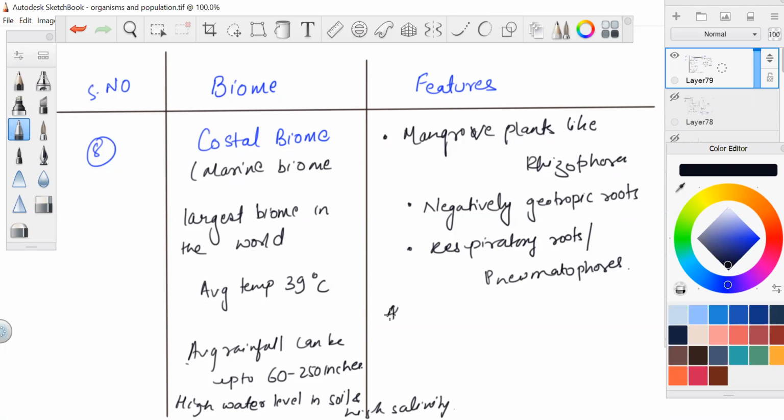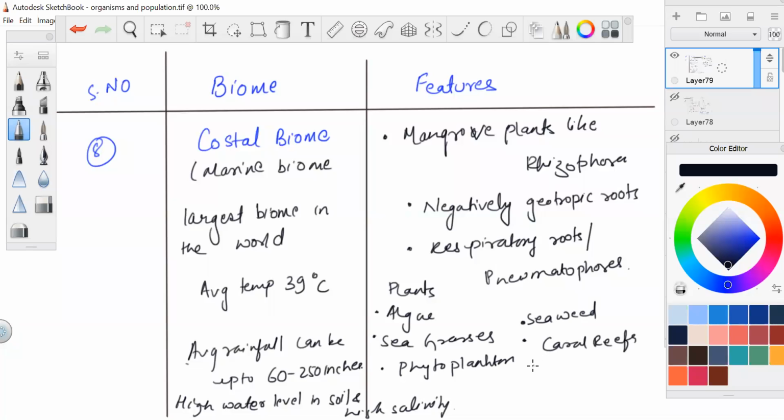So all the plants like algae, sea grasses, phytoplankton, seaweed, coral reefs, marsh grasses, okay, there are many more, and many animals also you will see in the coastal biome, both flora and fauna can come, so you can mention fish, sea otters, crustaceans.